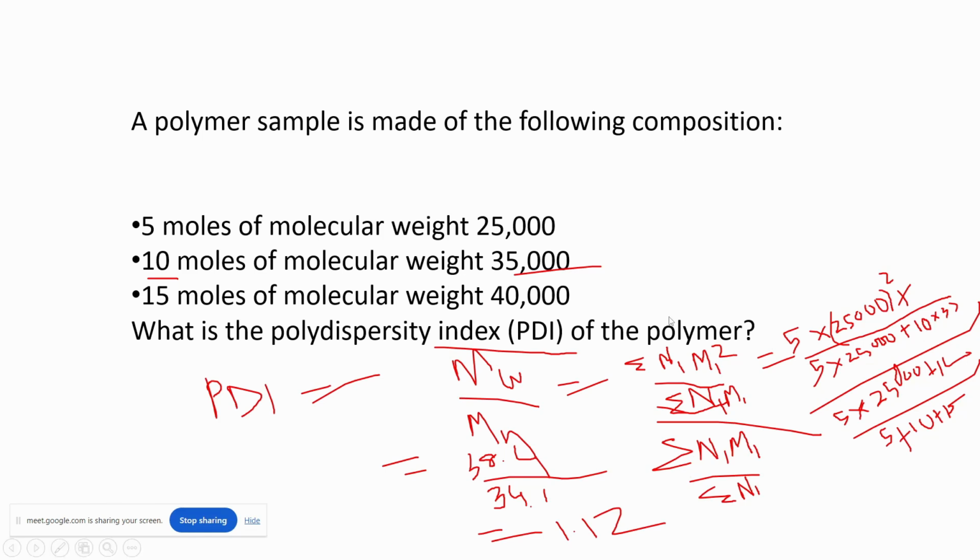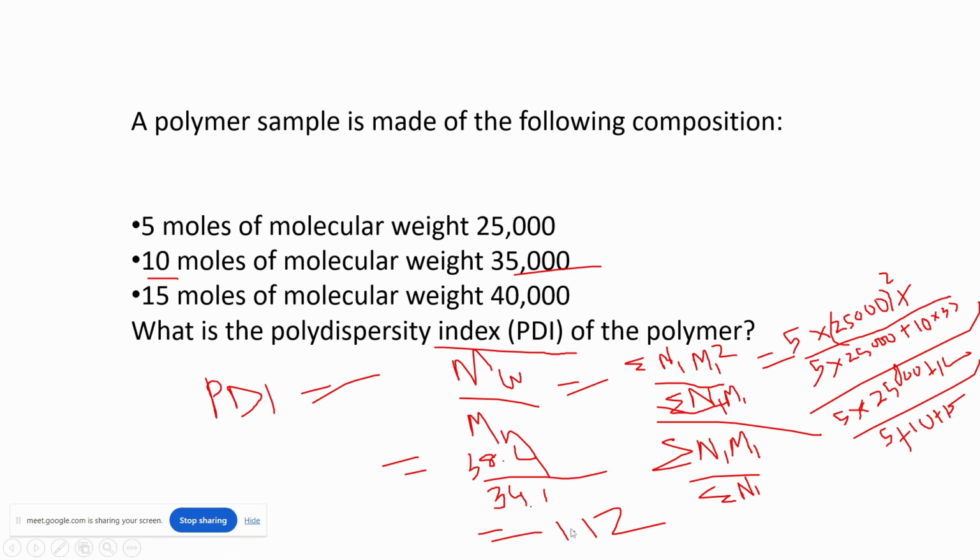Okay, so basically the polydispersity index is Mw by Mn, and Mw is the summation of NiMi squared by the summation of NiMi, and Mn is the summation of NiMi by the summation of Ni. You have to individually calculate both Mw and Mn and then get the ratio, which will give you the polydispersity index. For your exam, it will be a range of numbers.